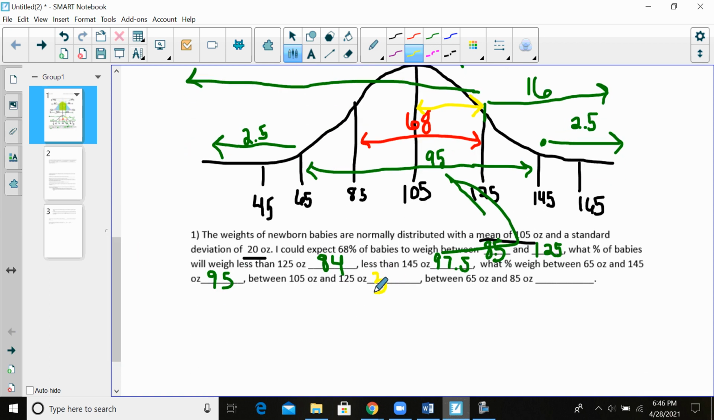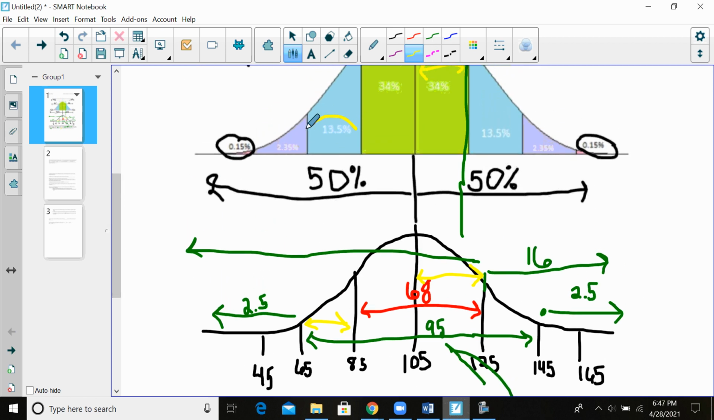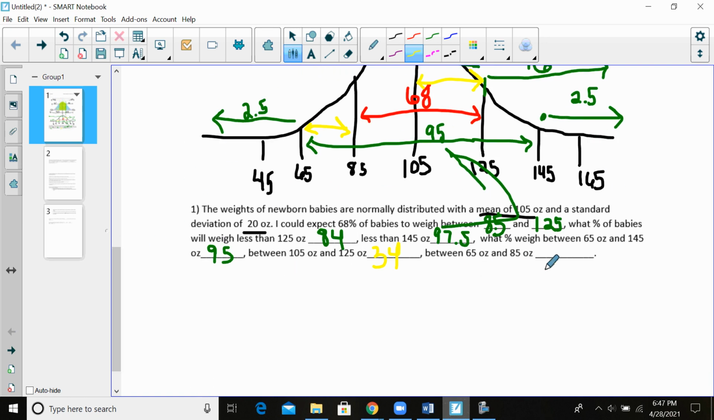And then in between 65 and 85. Okay, so just in between here. This is between one standard deviation below and two standard deviations below. Okay, so if I come up here and look on my chart, right, I'm within here, which would be the 13.5%. So let's do one more together, and then I'll pause and have you try one on your own.